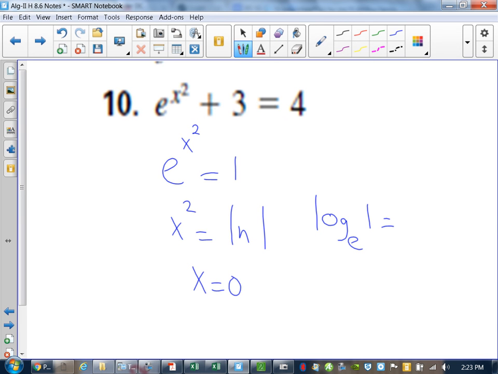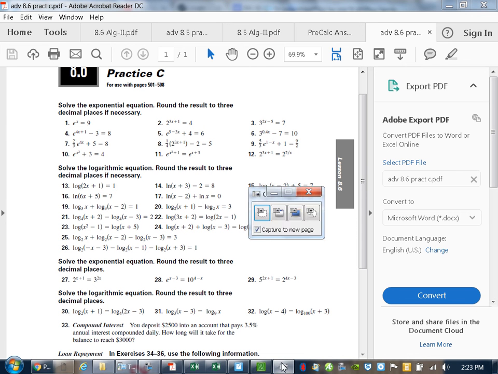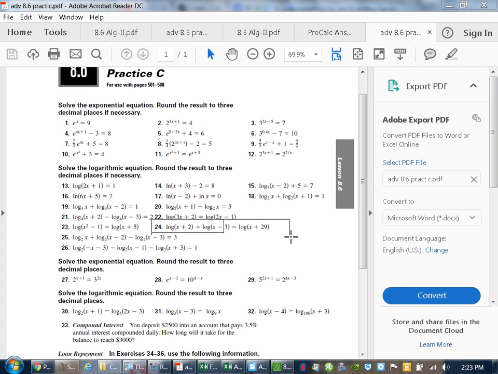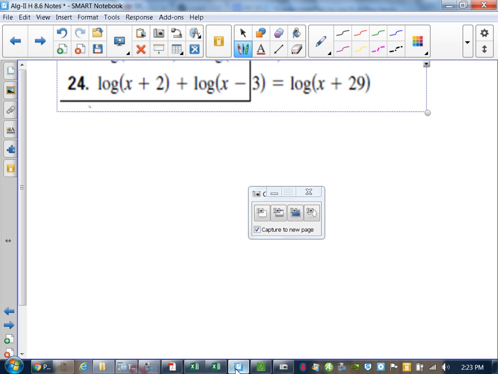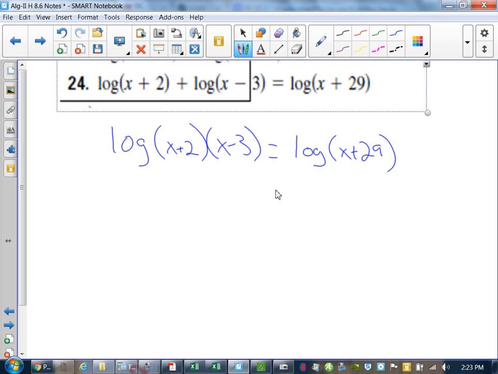You start to get into logarithm equations, where you're going to have to do properties. Don't write this down yet, but when you have two logarithms of the same base and they're adding between them, what does that mean is going on? Multiplication. So technically this is the log of x plus 2, x minus 3, equaling the log of x plus 29. And then you have to start foiling and going from there.